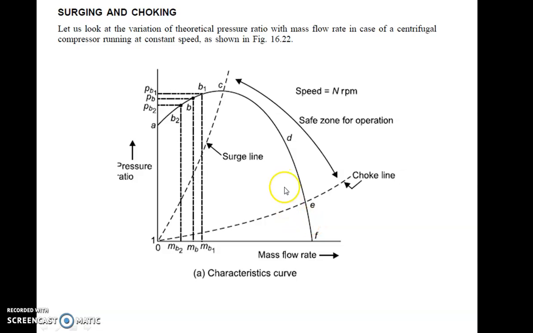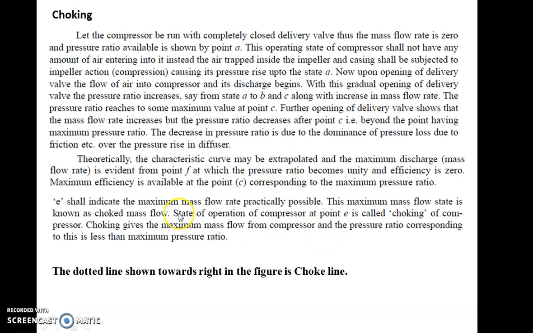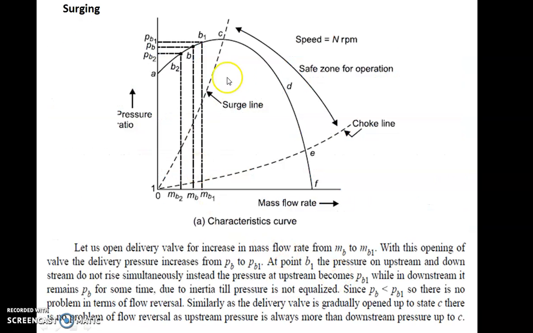So practically it is possible only up to point E. Point E is called the choking line or choking point. E indicates the maximum mass flow rate practically possible. This maximum mass flow rate is the choked mass flow. The dotted line towards the right in the figure is known as the choke line. What do you mean by surging? Now let us see surging. The left-hand side dotted line is called the surge line.